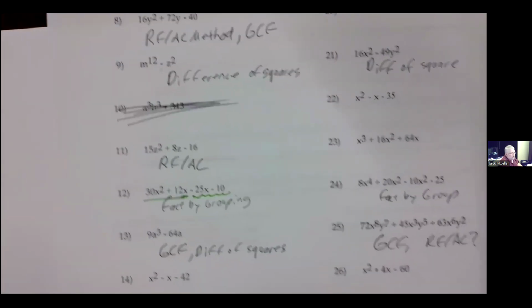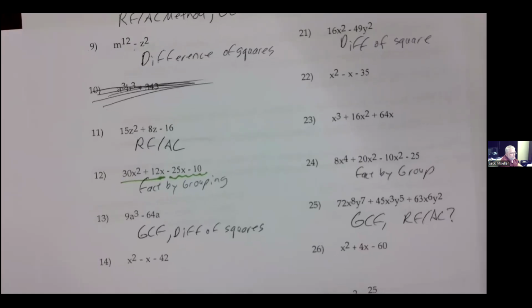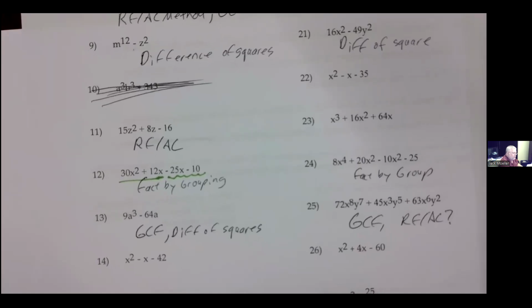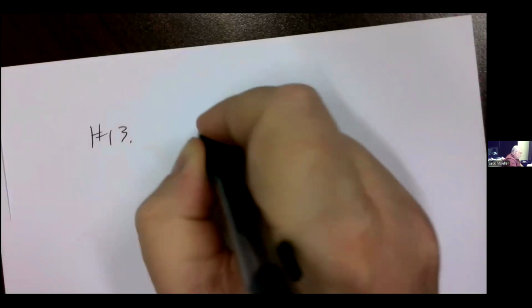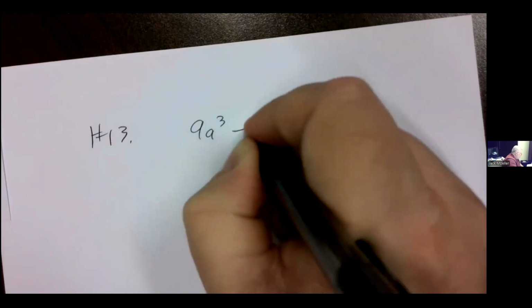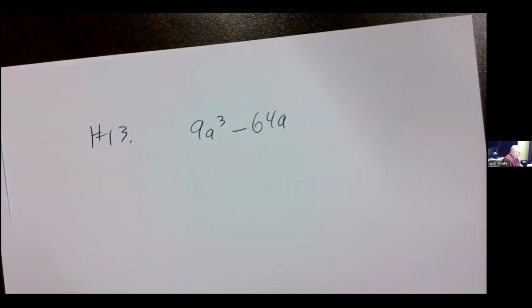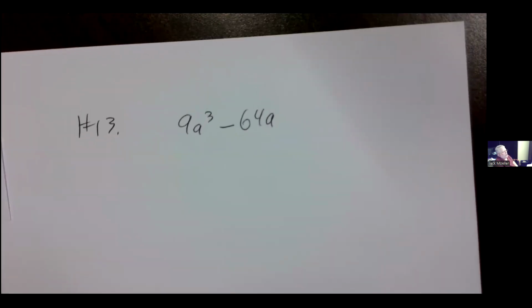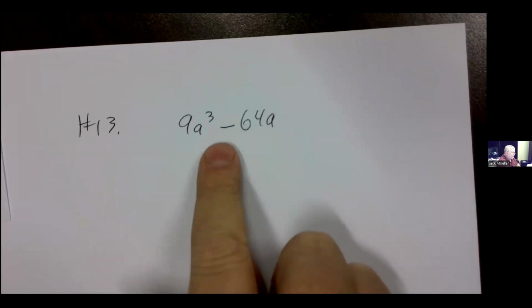So I want to do, where is it? Number 13. That was one back when we were identifying it, it says a difference of squares, even though it's cubic, and so it doesn't look like it. So let's see why that's actually a difference of squares. We're factoring 9a cubed minus 64a. Why are we even looking at difference of squares? Because it's a binomial and it's a difference.